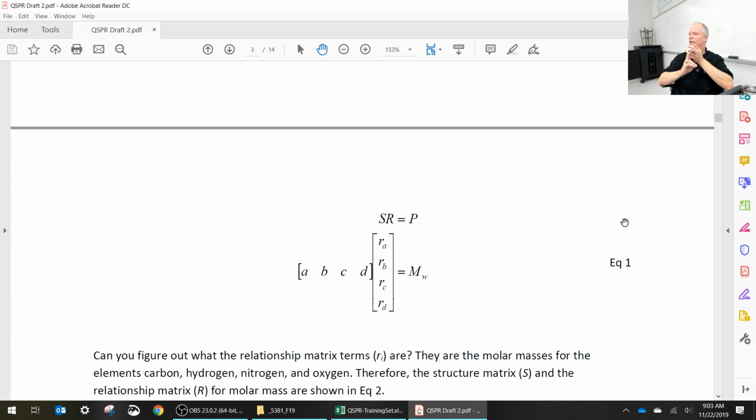And this is quantitative. So that's what QSPR stands for. It's a quantitative structure property relationship. So if we know the structure and we know the property, we can do statistics to find the relationship matrix that maps the structural matrix into the property that we're after.